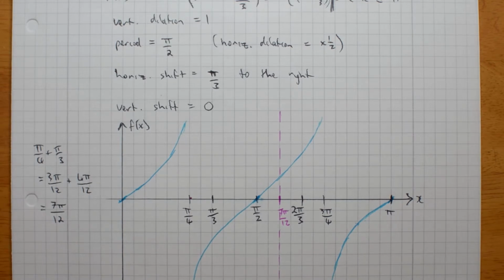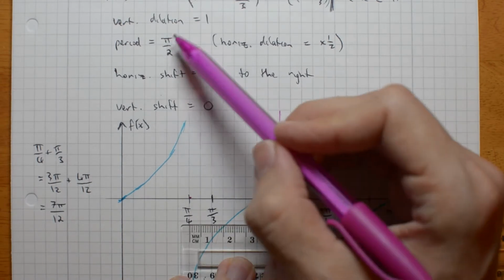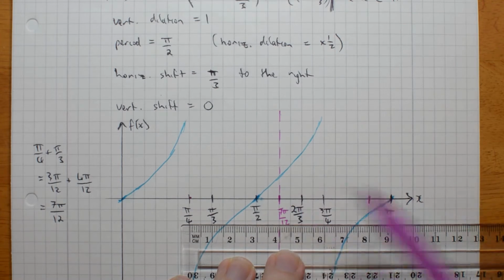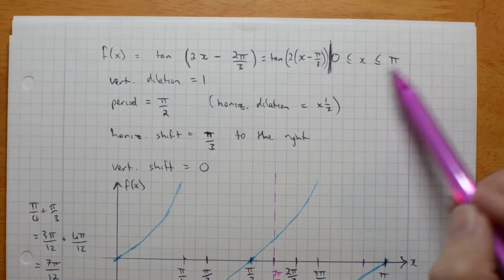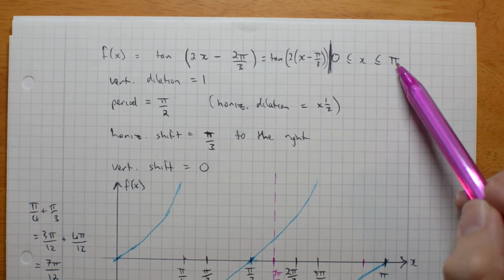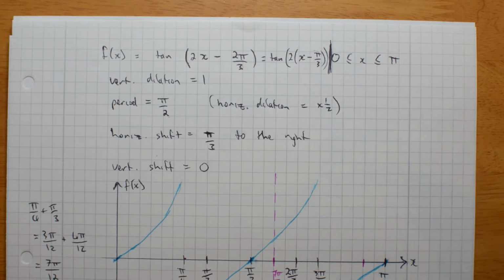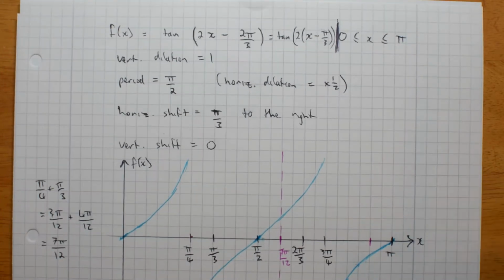All right, where's the next one? Period's pi on 2. The next asymptote is going to be pi on 2 later, which is here. But that's after my final limit of my domain. However, there is another asymptote on this graph. Can you see where it will be?